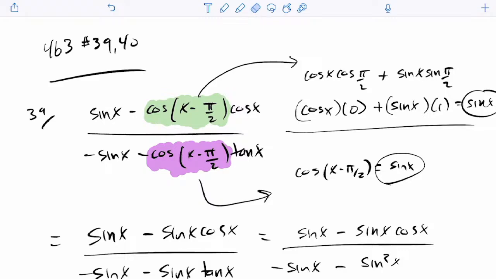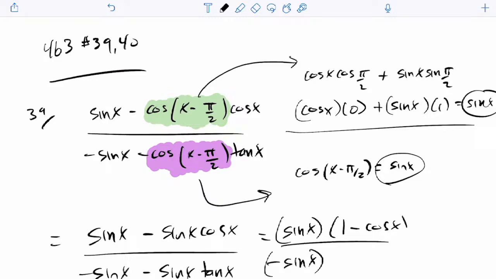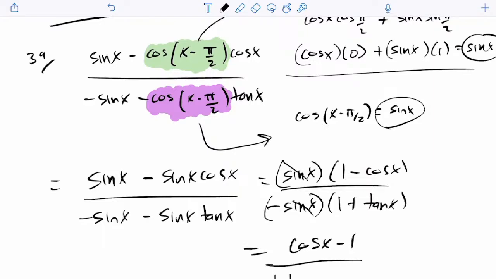Oh, you know what? Let's just leave it like that. Never mind. I'm not going to factor it more. I'm actually just going to factor out the sine x. So in this one here, you can factor out a sine of x in the numerator, giving you 1 minus cos of x. They would probably factor out a negative sine of x in the denominator, giving you 1 plus the tan of x. These will cancel. If you push that minus sign to the top, it becomes cos x minus 1 over 1 plus the tan of x. And that's your simplified expression for 39.